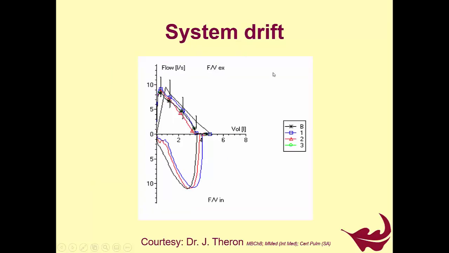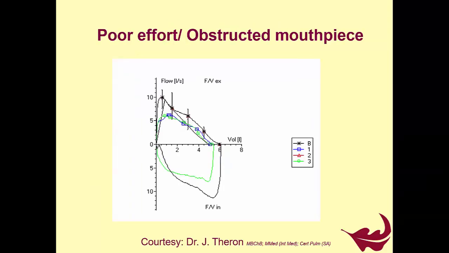System drift is a technical problem, and that is when you start doing the test, and each test you do, there is just a shift on the way that it is presented here. This is a hardware problem, and it requires servicing or cleaning of the equipment for you to be able to manage that. Poor effort or an obstructed mouthpiece, again you can see the black is normal, so you've got an unhesitating start, steep rise, but then this peak is not to the left of 15 or 20% of the forced vital capacity. So this means that the person did not have sufficient effort, or there's an obstruction in the mouthpiece.